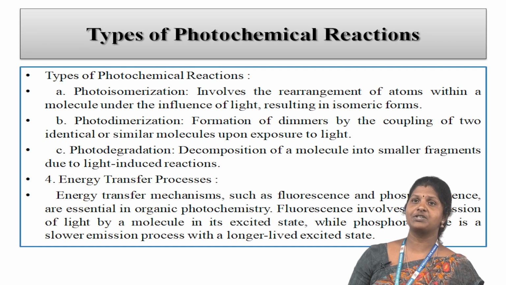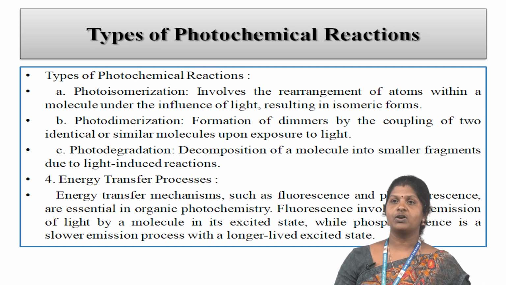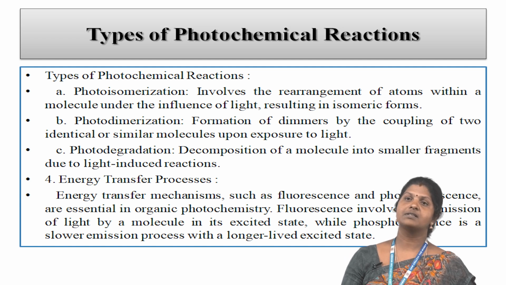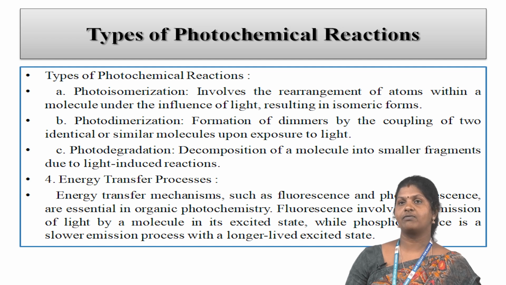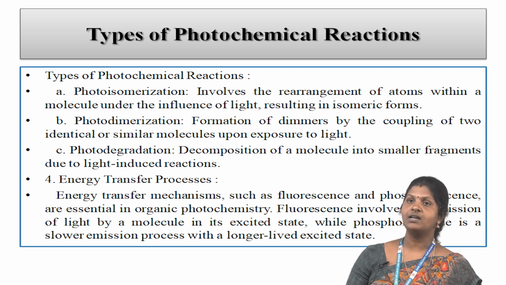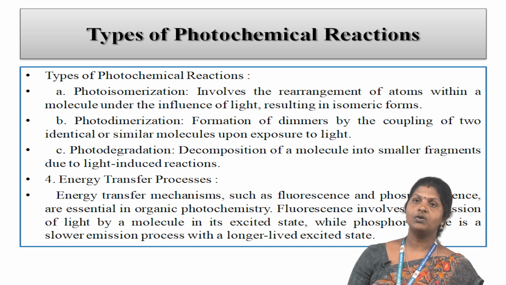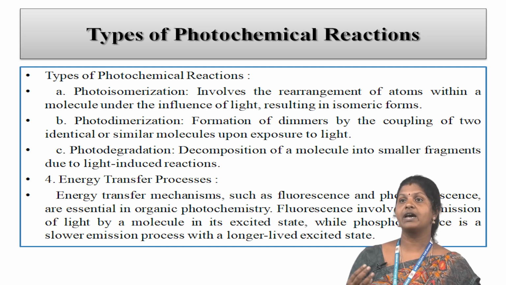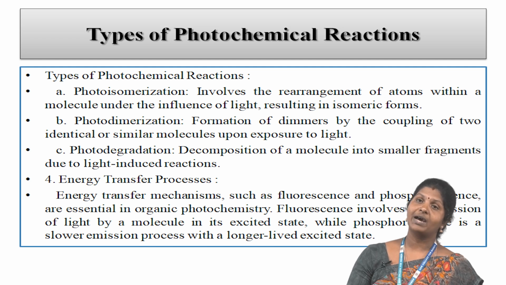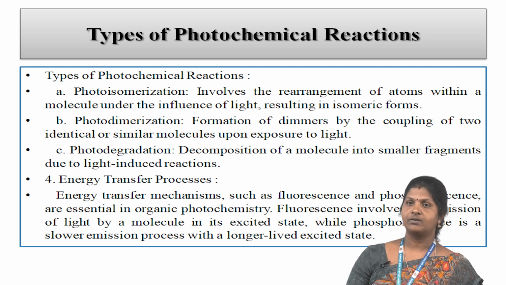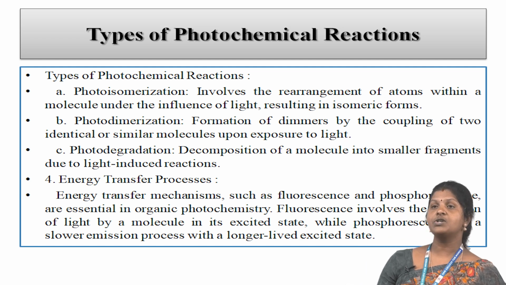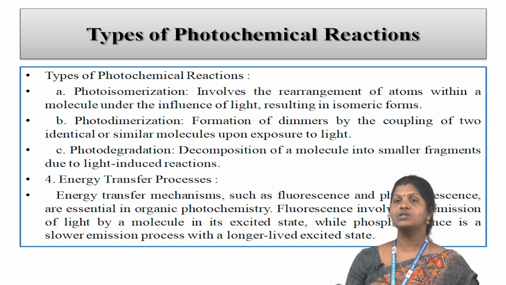The types of photochemical reaction: photoisomerization, photodimerization, and photodegradation. We can see them one by one. Photoisomerization involves the rearrangement of atoms within a molecule under the influence of light, resulting in an isomeric form. Then, photodimerization is the formation of dimers by the coupling of two identical or similar molecules upon exposure to light. Then, photodegradation is the decomposition of a molecule into smaller fragments due to a light-induced reaction.